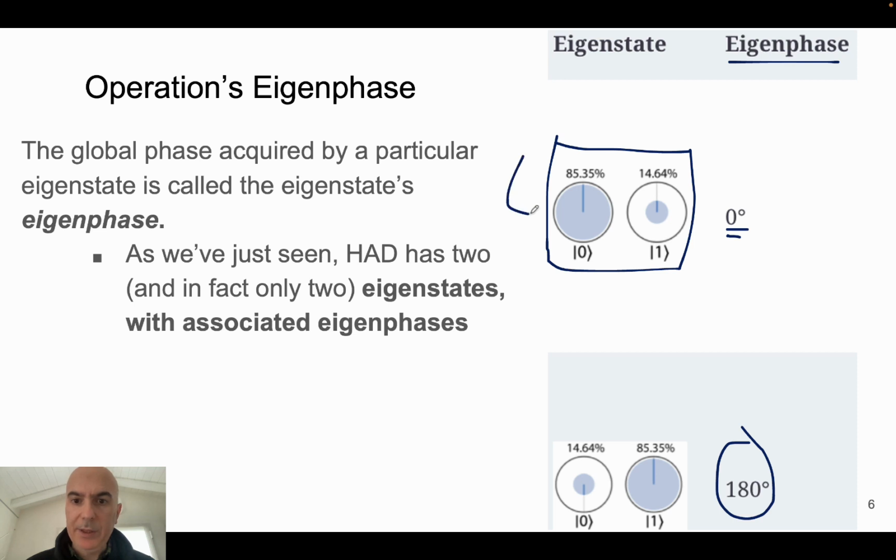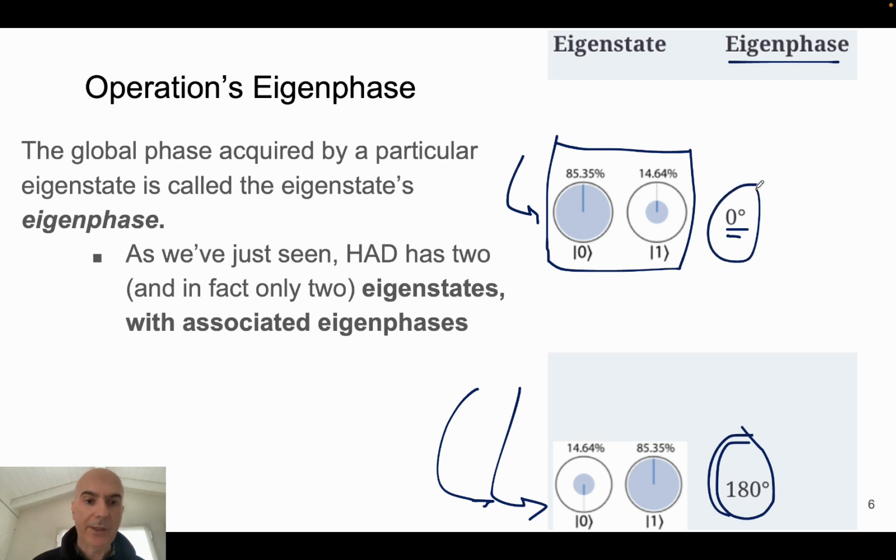To summarize, these are the two eigenstates of the Hadamard gate, because if we apply the Hadamard gate, we obtain the same state in terms of magnitude. However, for the second eigenstate, we saw a flip of 180, and that means the eigenphase is 180. In the case of the first one, there is no flip, so the eigenphase is equal to 0.